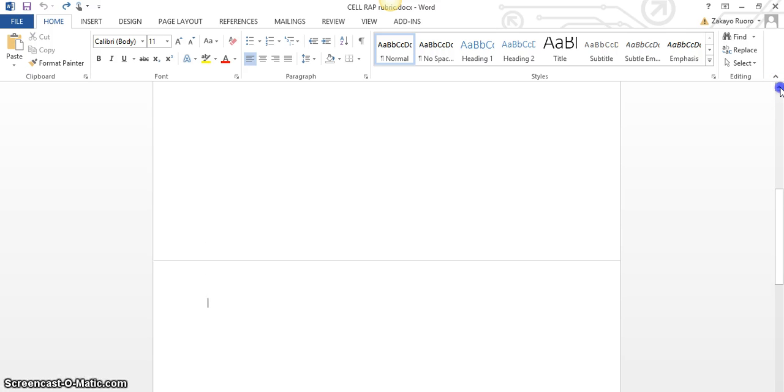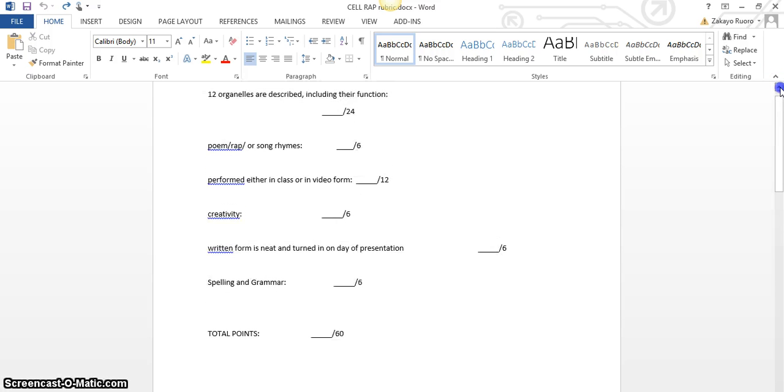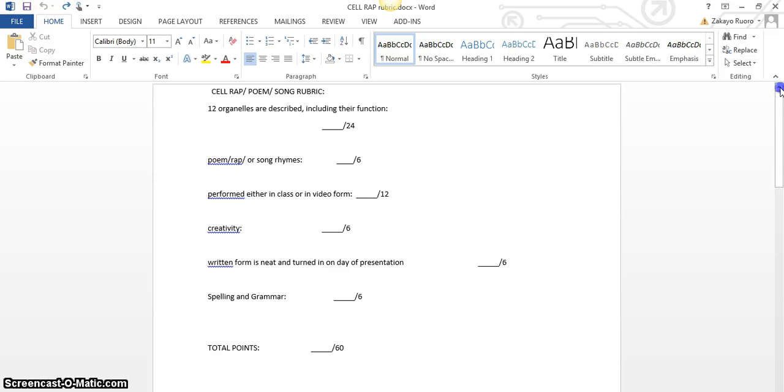work. This is the rubric that I was going to use to grade their work. So basically, this is the work that I gave my students.